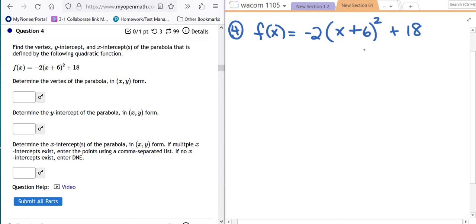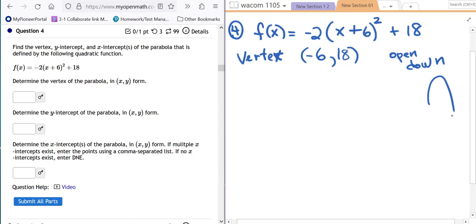And first we'll pick the vertex. And this is plus, so it's going to be negative 6 and 18. This one is going to open down because this is negative. You don't have to know that for now, but that helps you with your parabola. You can get a mental picture. Looks just like that. And so this is our vertex.